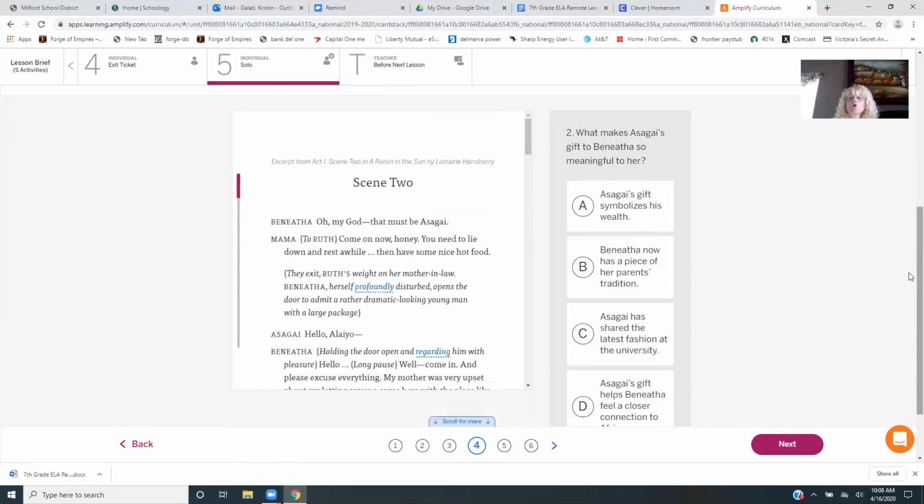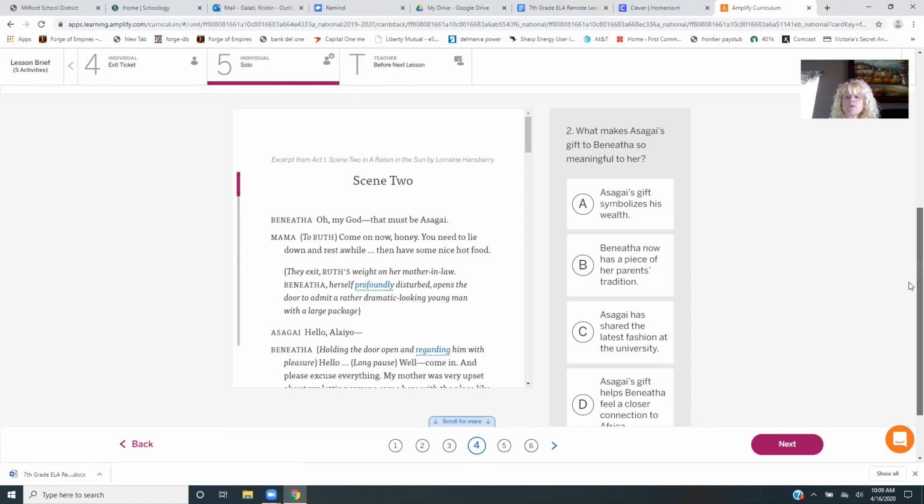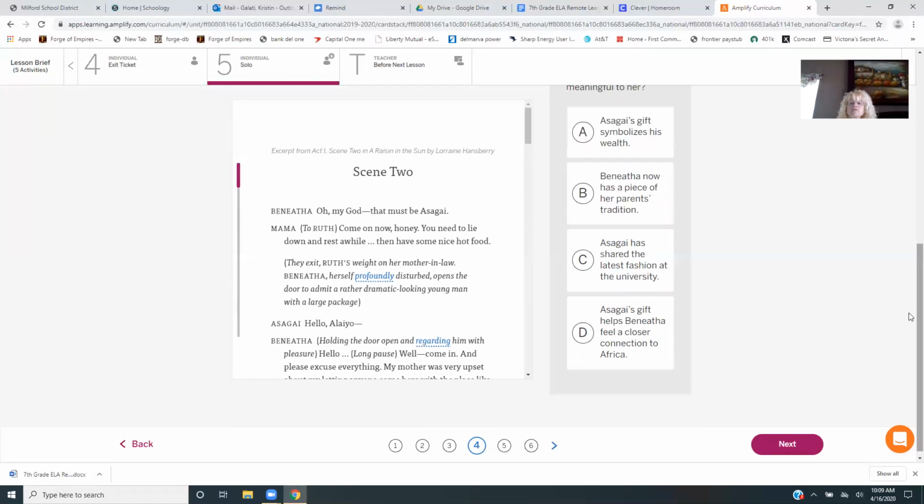Go to card 4. What makes Asagai's gift to Beneatha so meaningful to her? His gift symbolizes his wealth. Beneatha now has a piece of her parents' tradition. Asagai has shared the latest fashion at the university. Or his gift helps Beneatha feel a closer connection to Africa. Okay, so think about this. It's not about his wealth, and it's not her parents' tradition because her parents are Mama and Big Walter. So think about whether it would be C or D.